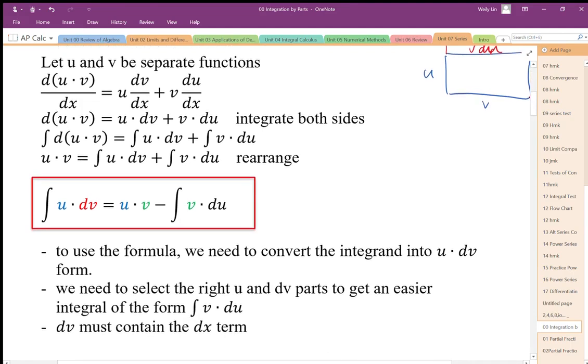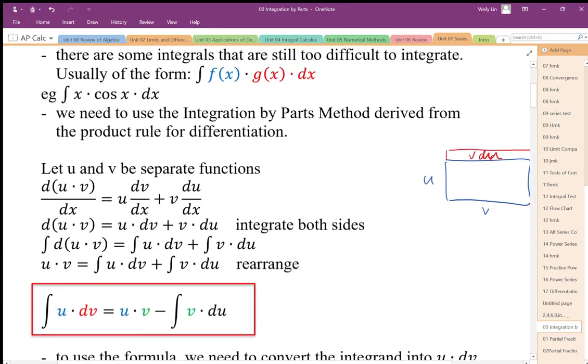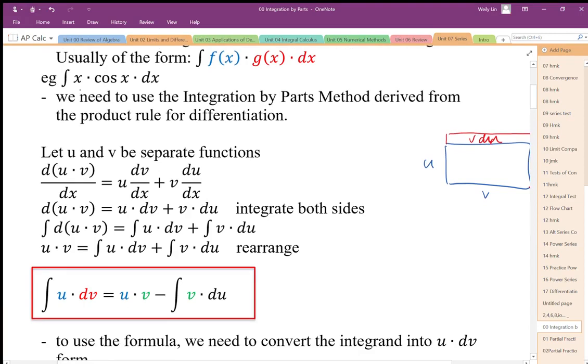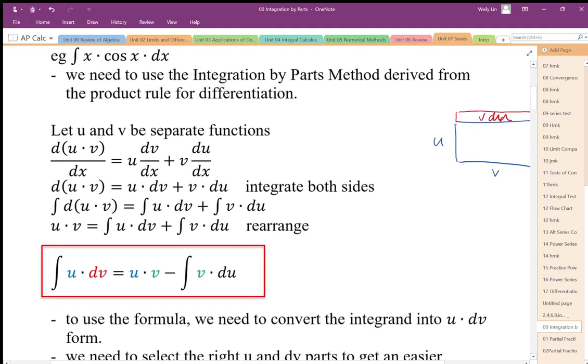Okay, so we need to be able to apply this. We need to be able to convert this expression, whatever it is, into a u piece and a dv piece. So in this example here, x cos x dx, we need to be able to separate this into parts, and one part's got to be the u part, the other part has to be the dv part, and to be a dv part, it has to involve the dx piece. Okay, and if we can choose that, we can rearrange it, and maybe, if we're lucky, this integral here will be easier than what we started with.